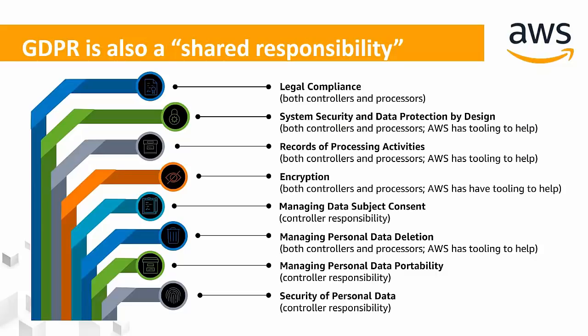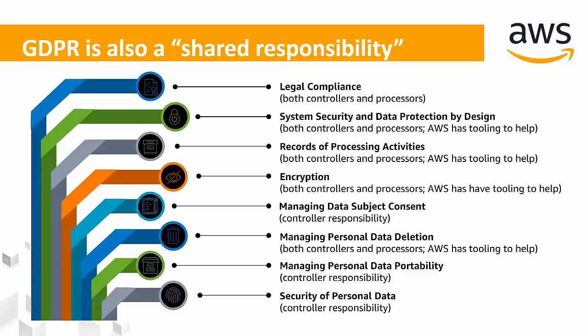Again, of course, it's a responsibility of both the controller and the processor. As I explained, AWS makes sure that the area they are responsible for is secure, and as well the controller has to do the same, especially for the area the controller is responsible for.